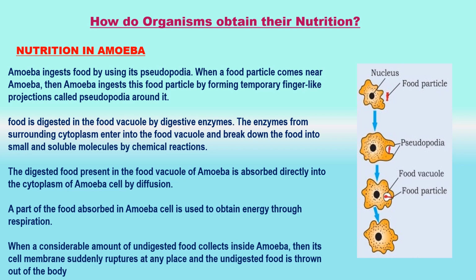A part of the food absorbed in amoeba cell is used to obtain energy through respiration. The remaining part of absorbed food is used to make the parts of amoeba cell which lead to the growth of amoeba. Amoeba has no fixed place, like anus, for removing the undigested part of food. When a considerable amount of undigested food collects inside amoeba, then its cell membrane suddenly ruptures at any place and the undigested food is thrown out of the body of amoeba.